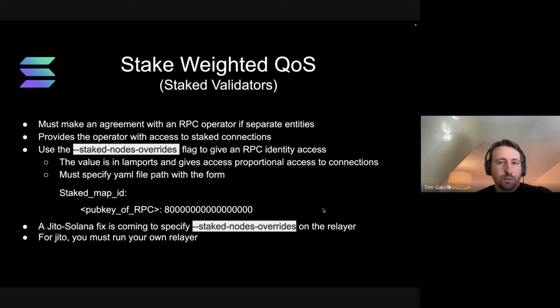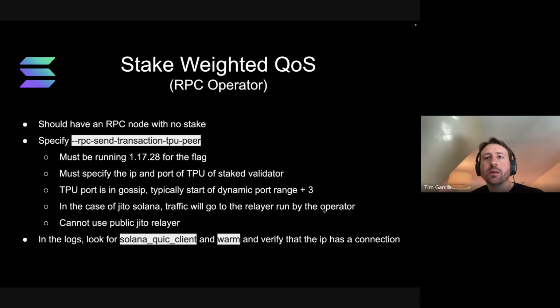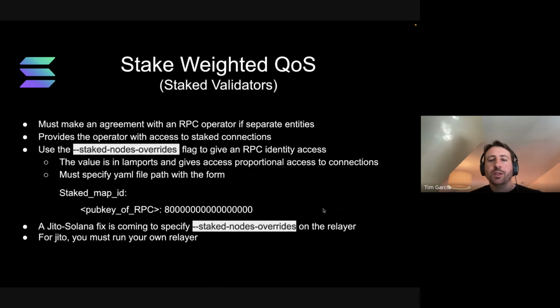All right, moving to the RPC side. Oh, question about the relayer. There's a question if having your own relayer means a separate machine. No. Just like we mentioned in the previous video, you can run the relayer on the same machine as your stake node. That's currently what Jito is recommending. So I think it'd be ideal to have everything running in the same box.